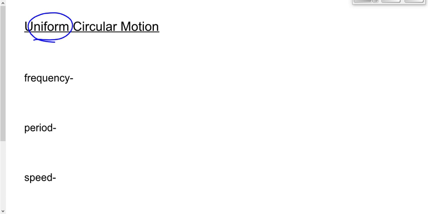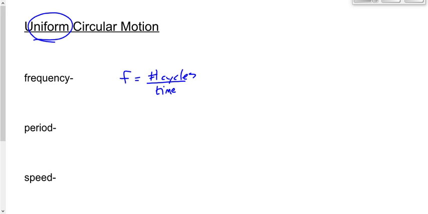What was frequency? The number of rotations per unit time. The symbol for frequency was a lowercase f. It's not capital F because that would be force. Lowercase f is the number of cycles per unit time. So we're going to create a little equation for that. It's the number of cycles over the time.